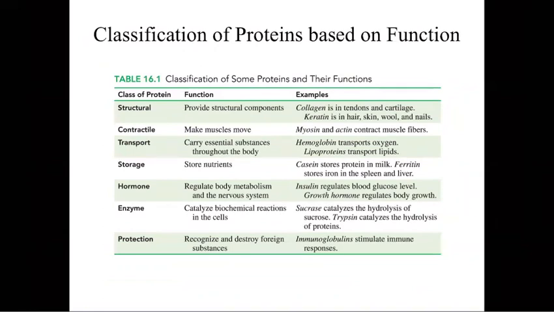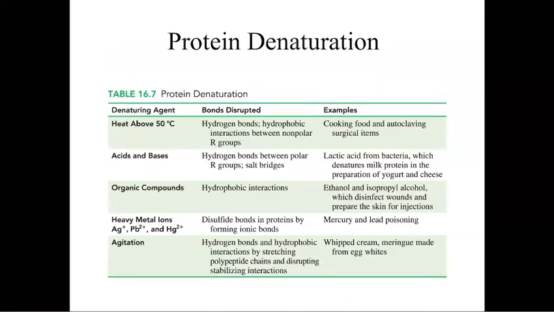to. Some of these conditions are actually very useful, okay? Other ones are actually harmful. So protein denaturation is going to be different treatments that proteins can undergo that affect the shape or the structure of your particular protein, okay?